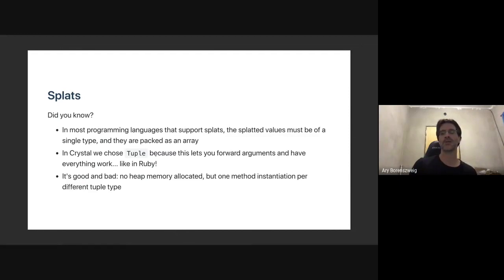It's good because there's no heap memory allocated. Essentially, that means it's faster, and it doesn't put pressure on the garbage collector. But there's one method instantiation per different tuple type, like what I mentioned. Like if you pass 3 arguments, there would be a specific overload for that. If you pass 6 arguments, another overload, and so on, which might bloat the generated code, but probably not, because LLVM will compact things and inline things. So it's fine.